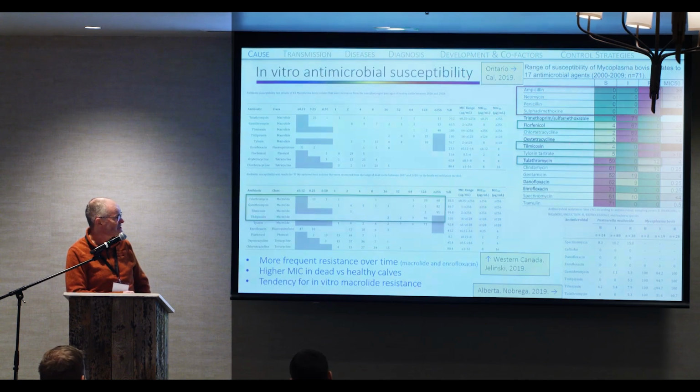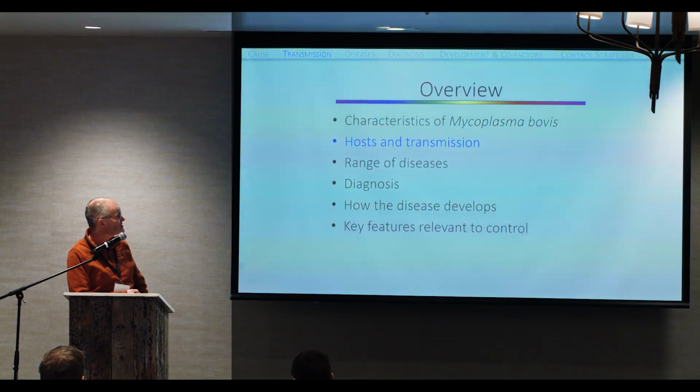The other point to make from this is that it certainly varies over time, and it also varies by region. So this would be Ontario data, this is Western Canada data, and you can see in this data set, for many of these macrolide classes of antibiotics, many of the Mycoplasma strains are entirely resistant to those antibiotics. So one reason that calves don't respond well to treatment for Mycoplasma bovis can be because the bacterium are resistant to some of the antibiotics that we use. I'm not going to go into more detail on antimicrobial resistance.